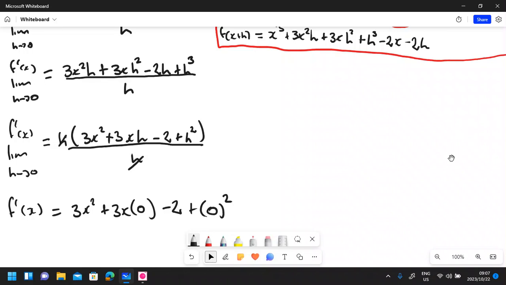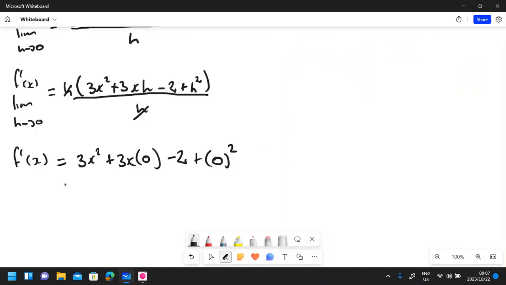Now if we continue, our answer here is going to give us 3x squared. This is going to be 0. Anything multiplied by 0 is going to be 0, and then the third term is going to be 2, so which is fine, and the last term is 0. So our final answer is going to be 3x squared minus 2.